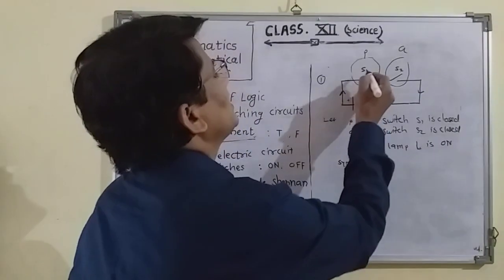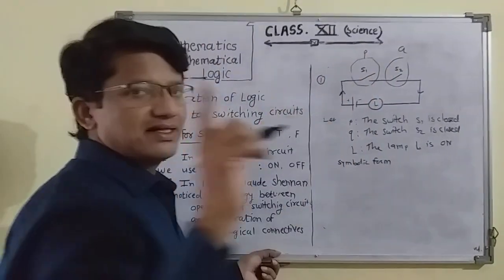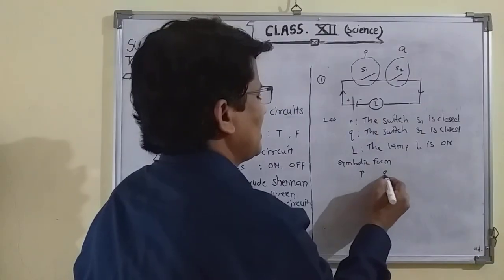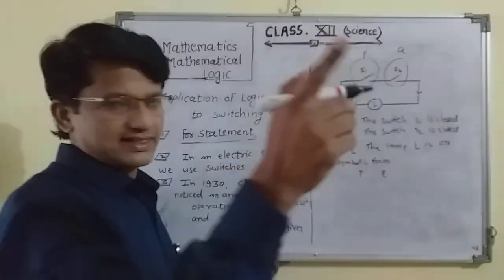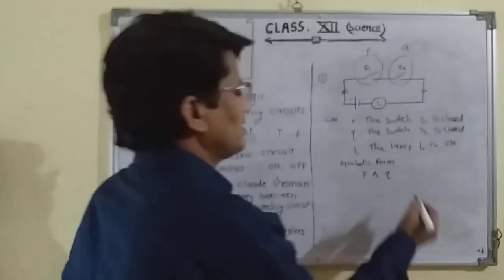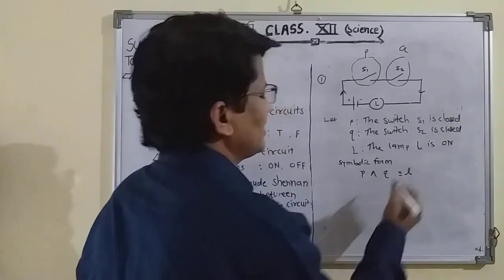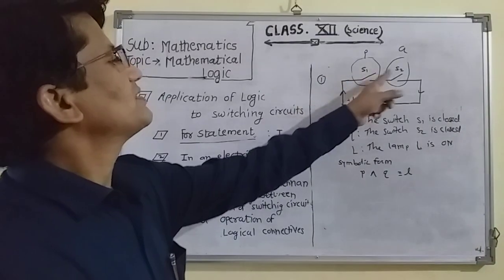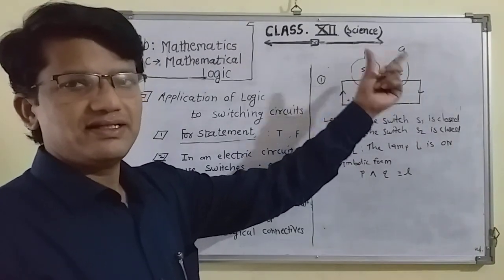The symbolic form is: here S1 is written as P, and Q is here, and they are in series. What do we have to use here? The AND symbol, and this is equivalent to L. This is the symbolic form of the two switches which are connected in series.